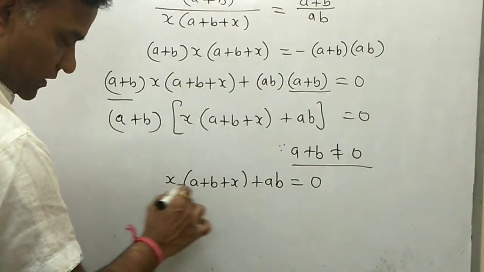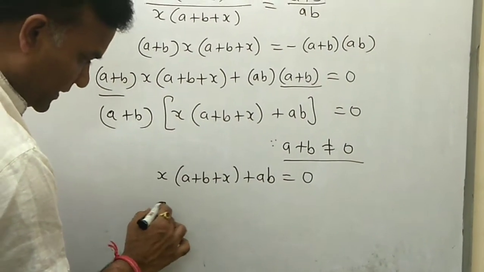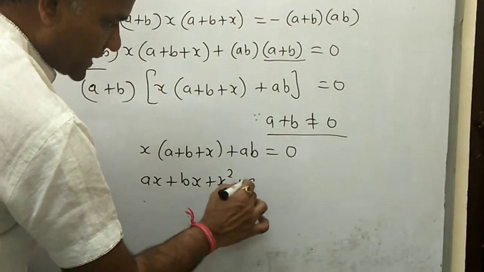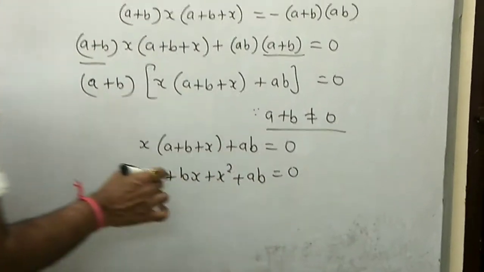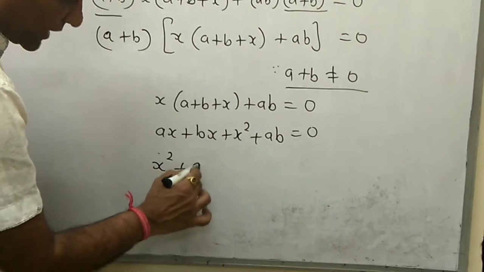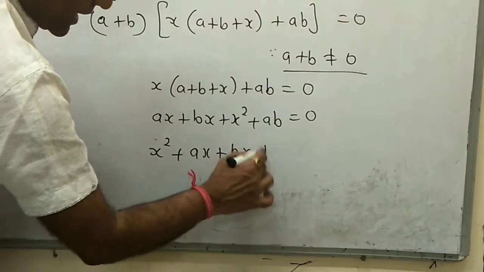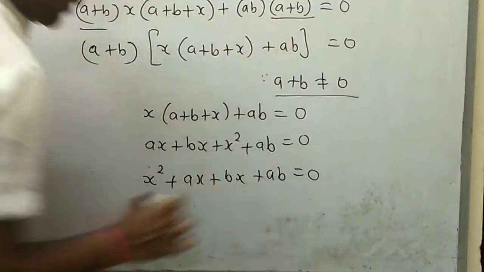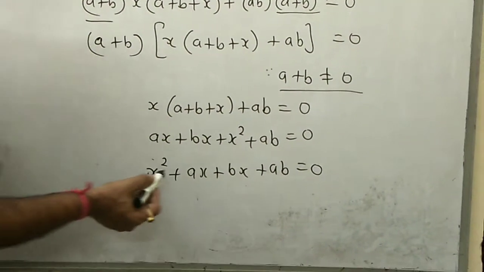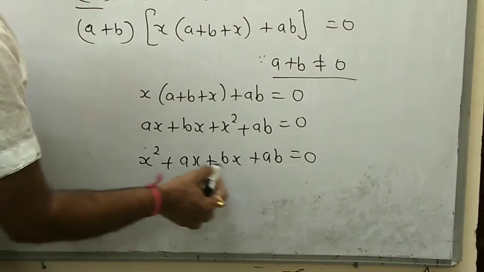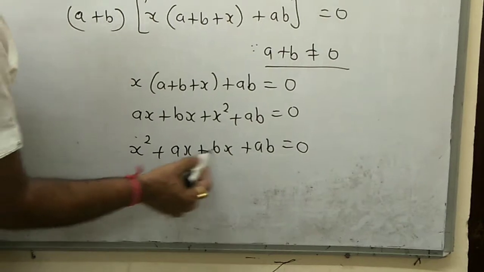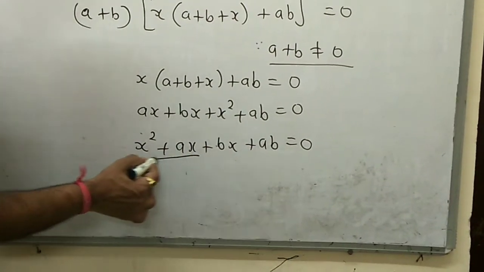Then first simplify the bracket: ax plus bx plus x square plus ab equal to 0. Now we convert this equation into the standard form. First we write down x square, then x(a plus b), and then plus ab equal to 0. Now this equation is converted into a quadratic equation, but it is directly factorable because ab can be split into two parts, ax and bx. Now a and b are the factors, so a into b is ab here.